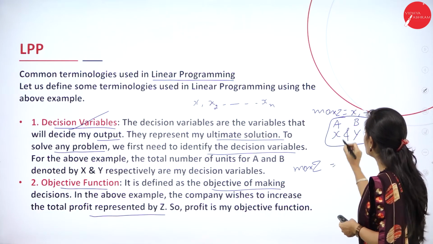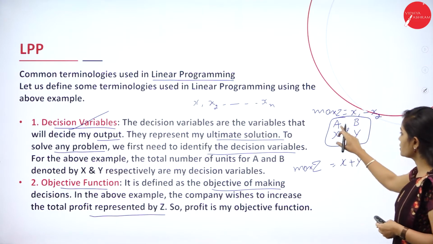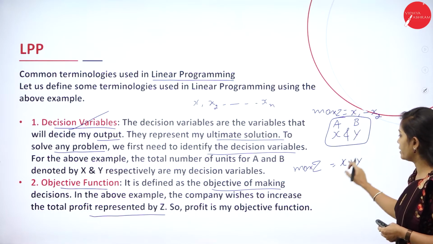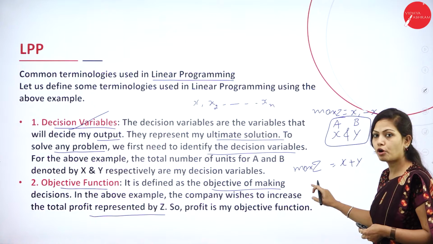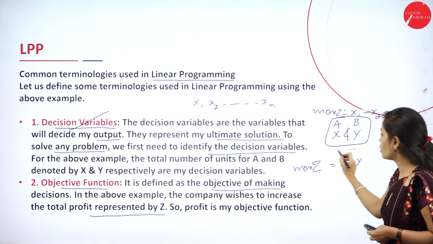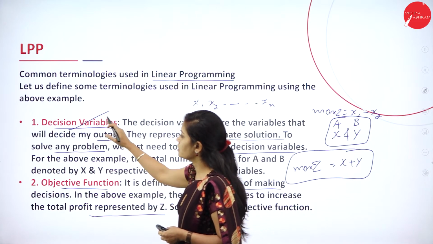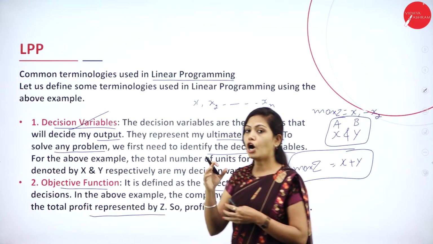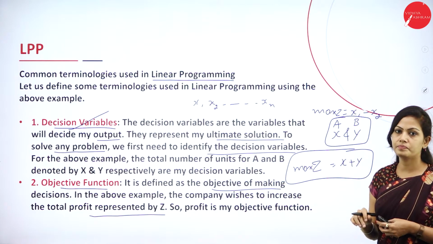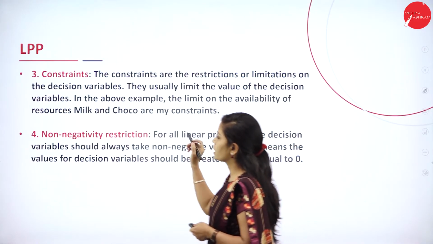Max Z is equal to x plus y, because the number of variables is represented by x and y. So max Z means the total profit I am expecting here. This is called the objective function. So this is the objective function and decision variable. How many variables do I have to choose in my problem? This is the basic structure, and the next one we have is constraints.